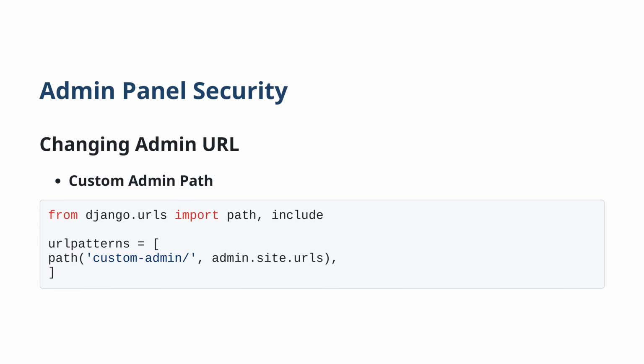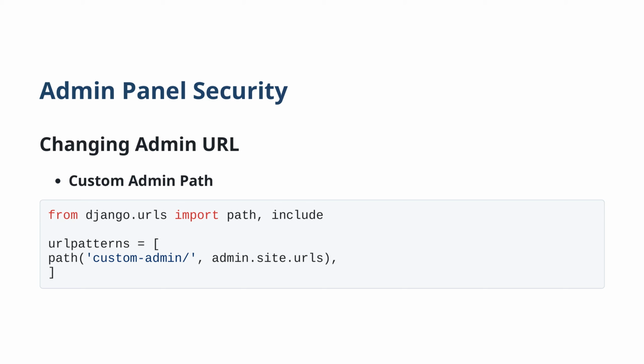In this slide, we focus on enhancing the security of the Django admin panel by changing the default admin URL. By default, Django's admin interface is accessible at /admin/, which makes it a tempting target for attackers. To mitigate this risk, we can customize the admin URL to something less predictable. To change the admin URL, you can replace the default with a custom path in your Django project's urls.py file.